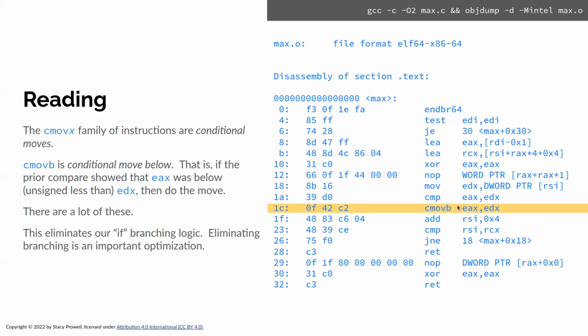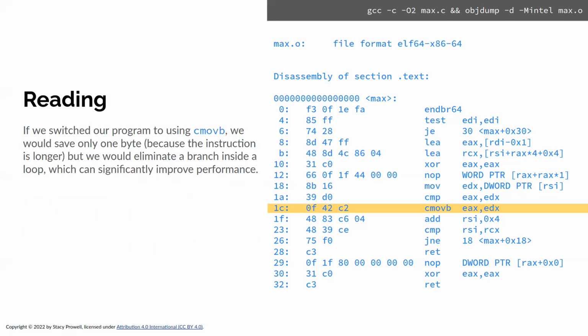This eliminated our branch. When we had this branch to jump over, and so this eliminated a branch. Eliminating branching logic is a big deal. That makes your program run faster. So that sounds like a good thing. Should we put that in our program? Maybe. We'll come back to that.